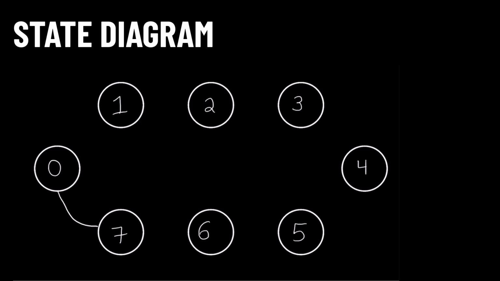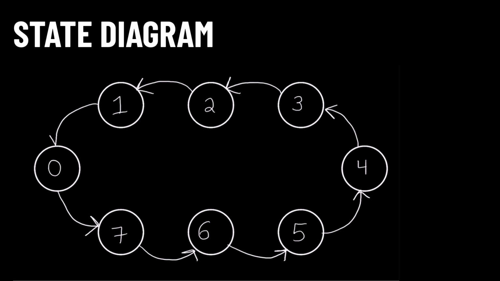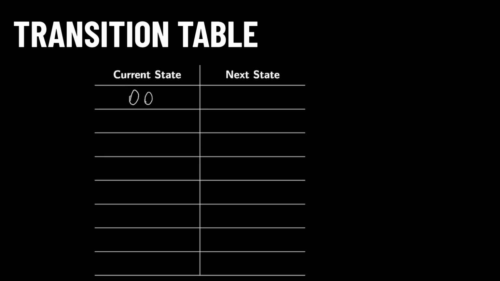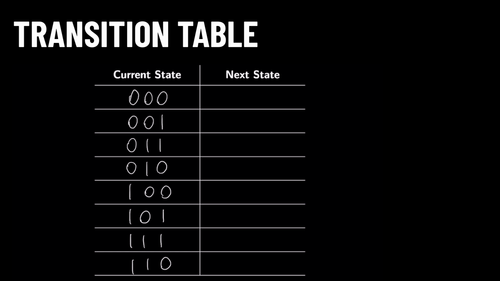Let's design a 3-bit counter that counts down. Note that the state diagram now has the arrows pointing in the direction that represents counting from 7 to 0 and then back again. Let's use D flip-flops this time. The transition table again has a modified gray code for current state values.